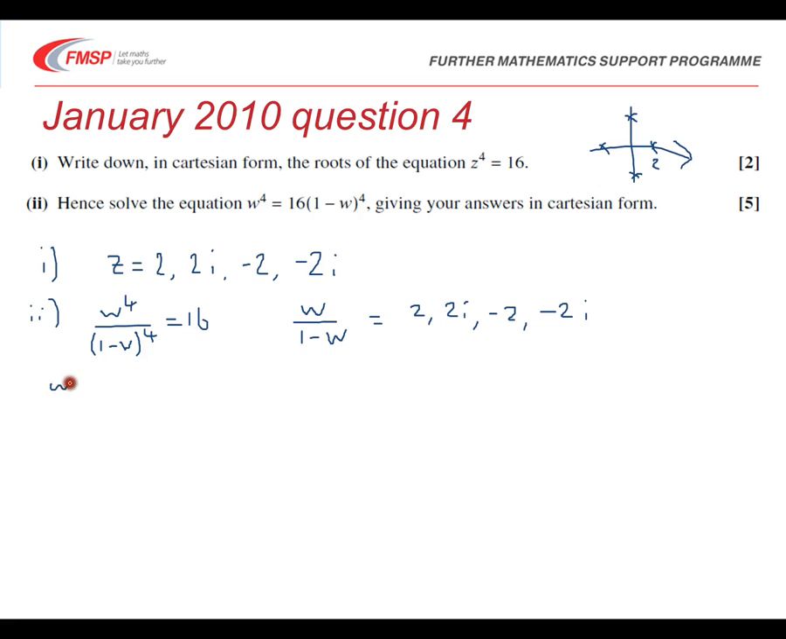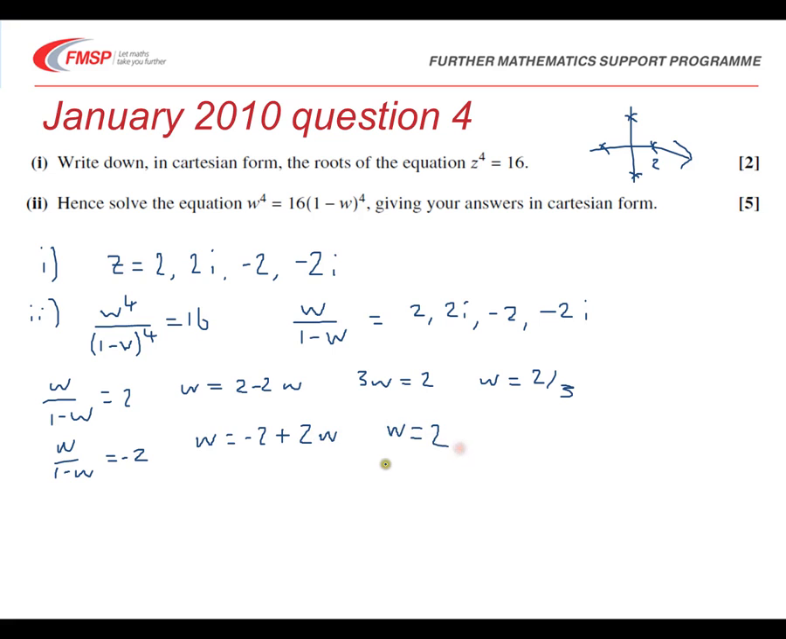So taking the first one, w over 1 minus w is 2. I get w is 2 minus 2w, 3w is 2, w is 2 over 3. Similarly, w over 1 minus w is negative 2. I get w equals minus 2 plus 2w. Rearranging all that round, I get here w is 2. w over 1 minus w is 2i. I get w is 2i minus 2iw.